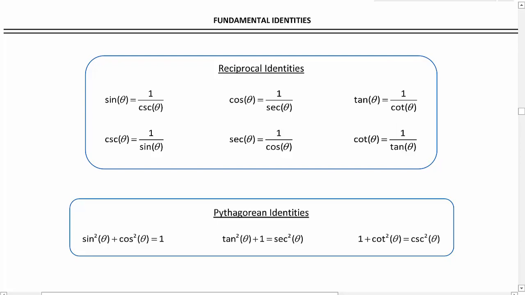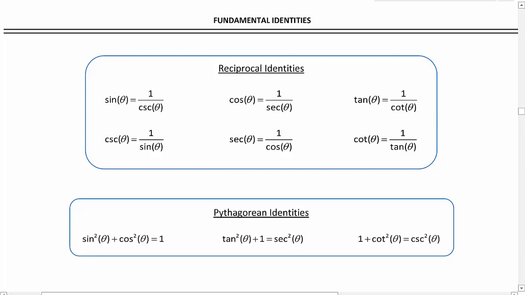So first we have our reciprocal identities. We've seen these before when we first introduced our basic trig functions. So we know that sine of theta and cosecant of theta are reciprocals of each other. So sine of theta equals 1 over cosecant of theta, and cosecant of theta equals 1 over sine of theta.